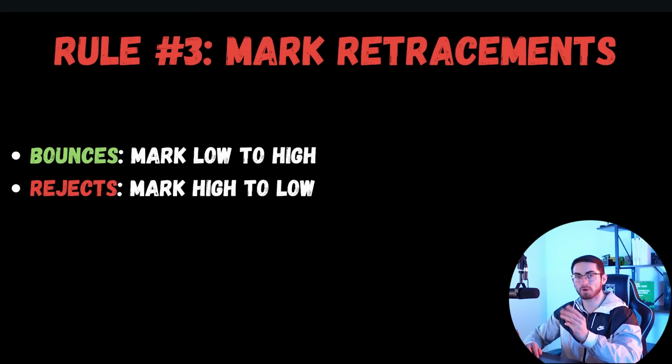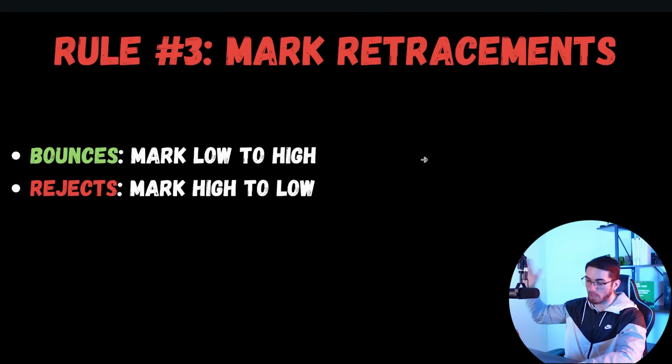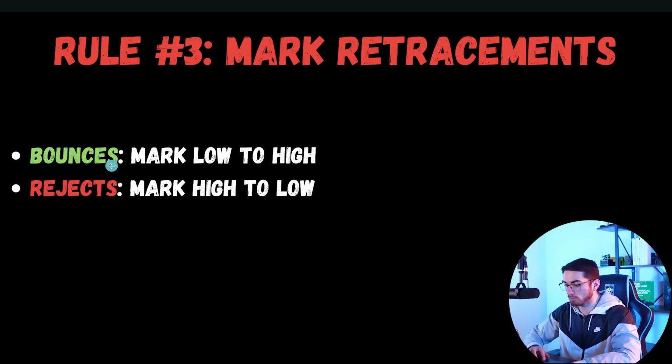Now, rule number 3, you have to mark the retracements. If price is in an uptrend and you have that strong impulsive move to the upside, you're going to be looking for a bounce. And now what you're going to do is find the low of that impulse move and the high of that impulse move, and you're going to mark it using your Fibonacci retracements.